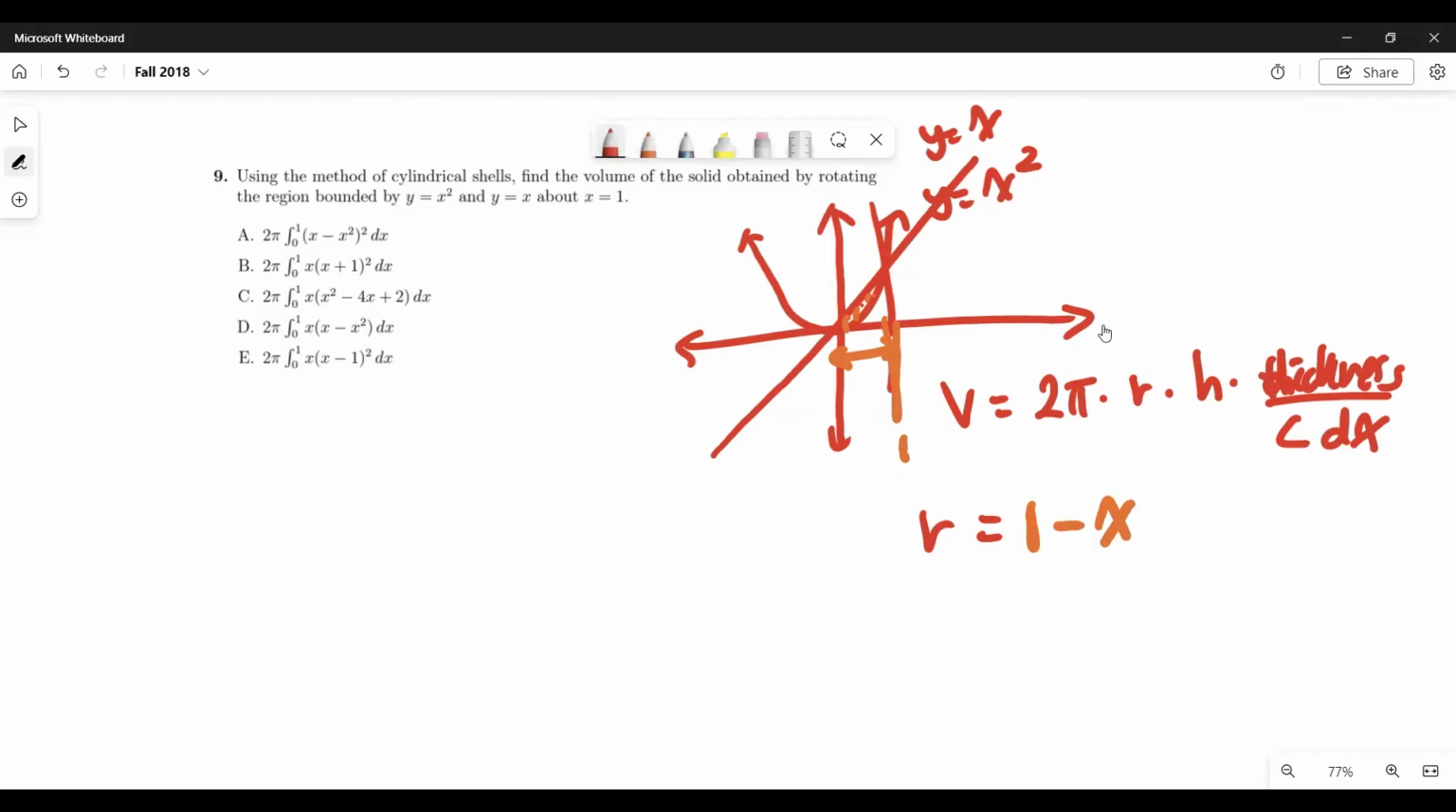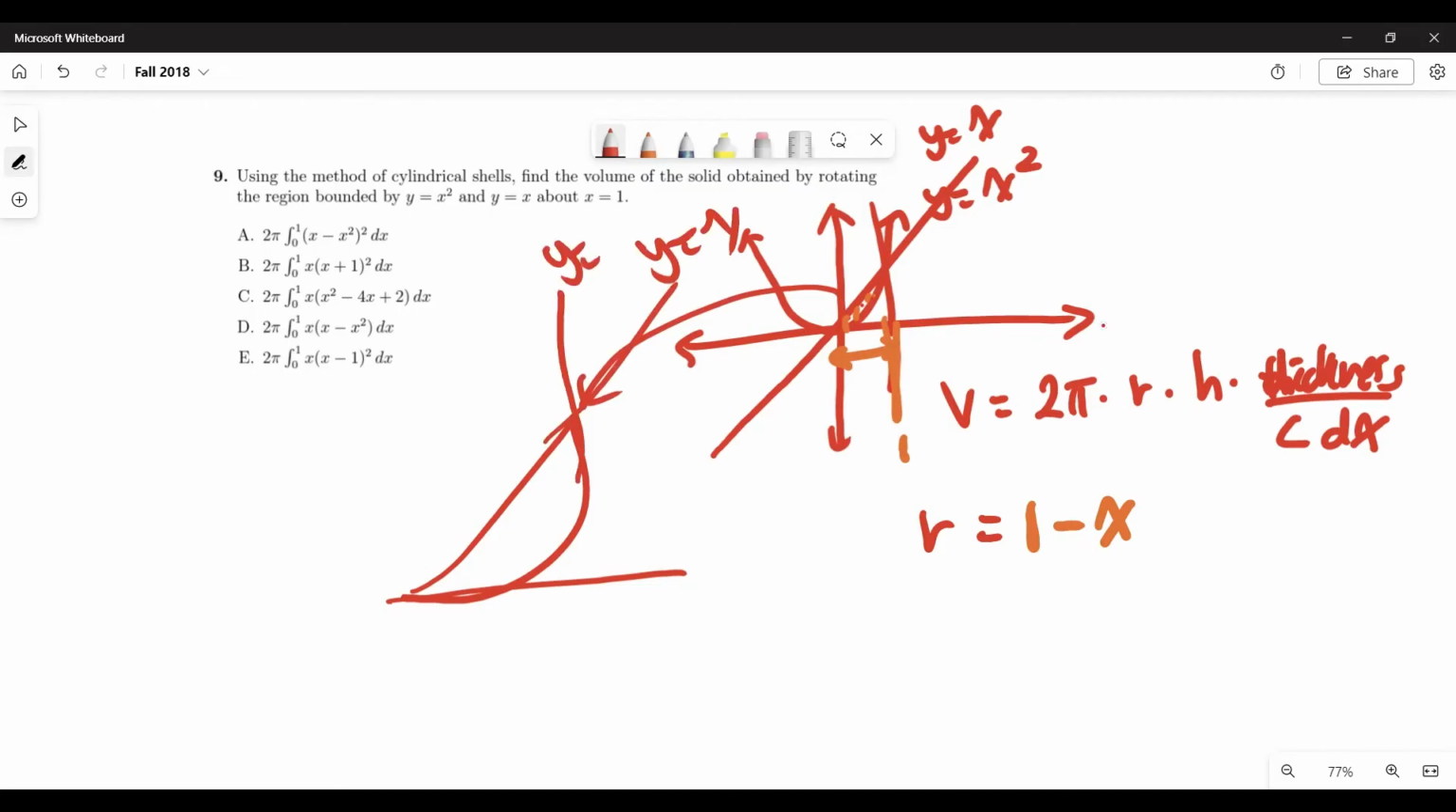And then the height. Okay, I'm gonna enlarge. So this is the height. This is the region. So this is y equals x. This is y equals x squared. So the bigger length is y equals x, right? So that's x minus the smaller length. So this much, x squared. So height becomes x minus x squared because we want to find the height that's inside of here.